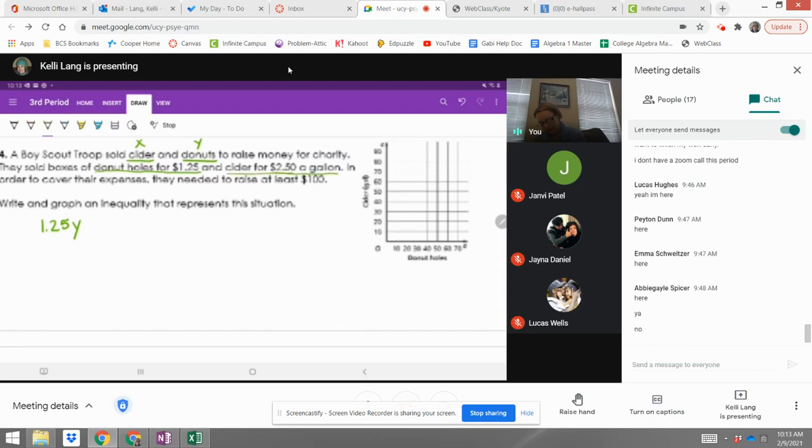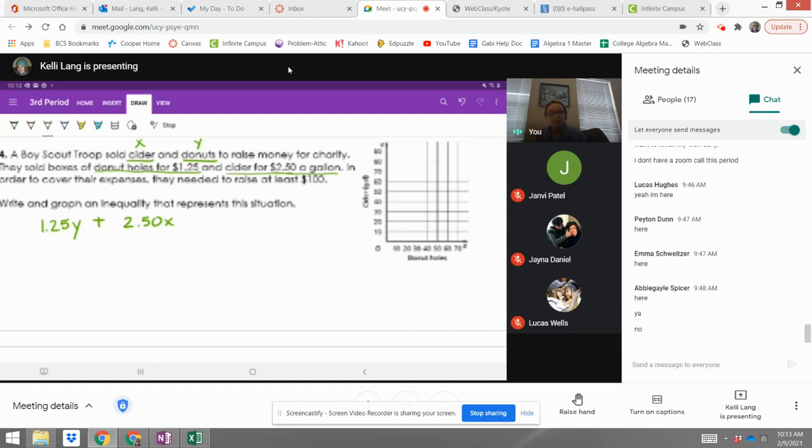The next piece of information we're told is that cider costs $2.50. So we're going to multiply $2.50 times X. So this represents how much money they made from donuts. This represents how much money they made from cider. To understand the total amount of money they made, we'll just add these two things together. So 1.25y plus 2.5x.